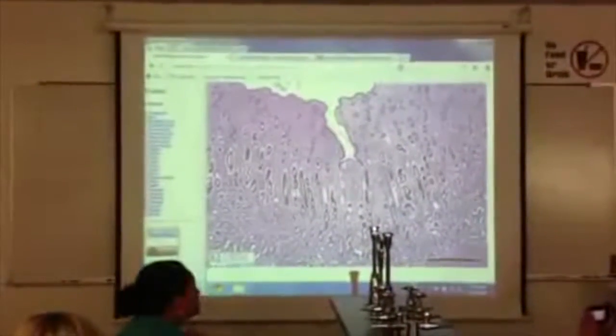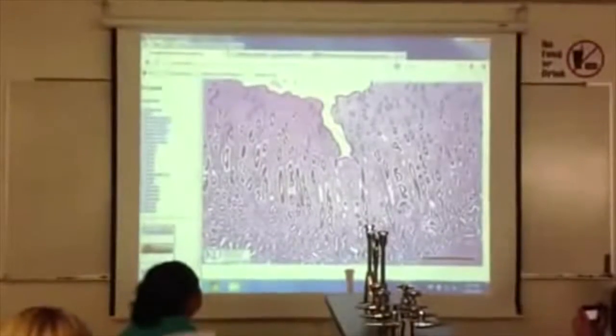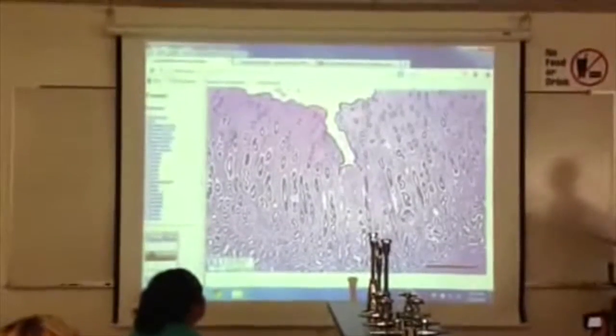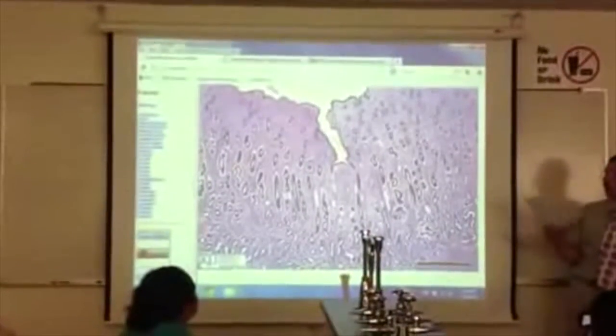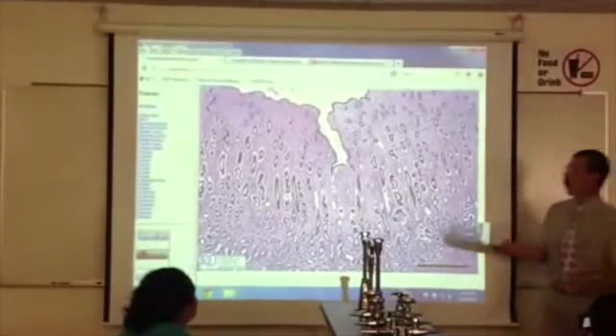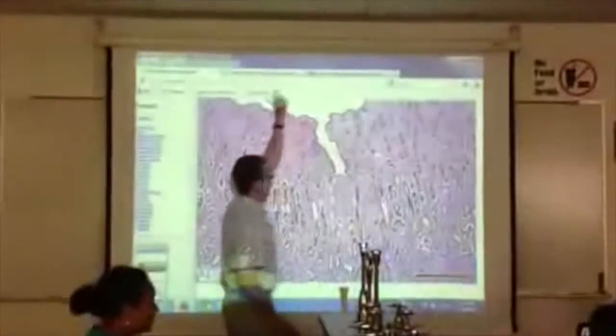Okay, the problem with your slides is they look horrible and they don't look like this. But you can get the gist from your slides. So this is a uterus. You saw me click it. The way I know that's a uterus is there's a white space up here. That's the lumen where the baby would live.